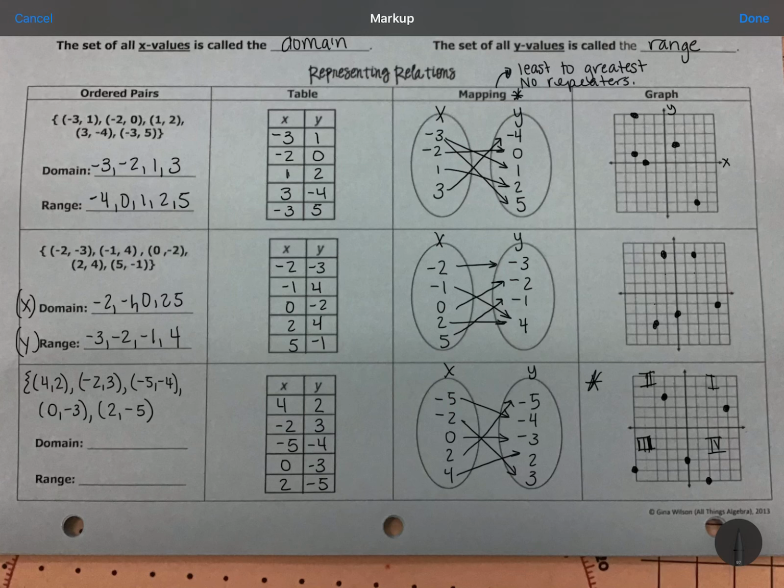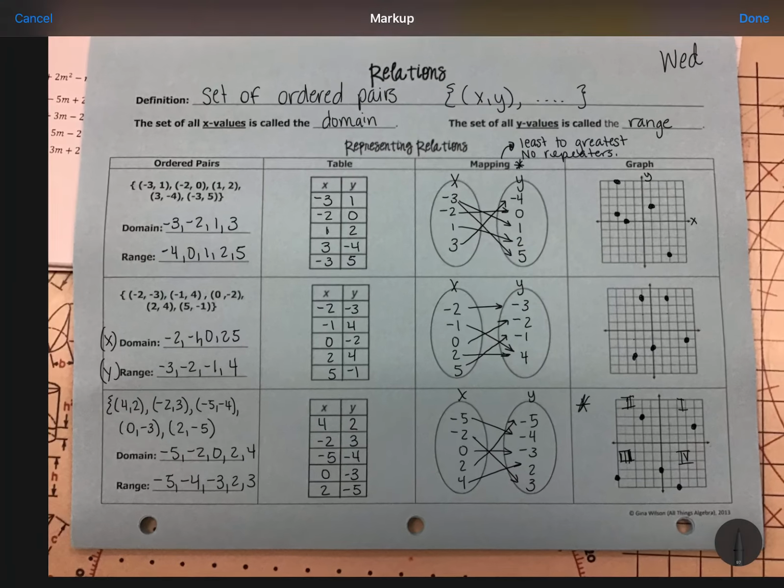Your domain are your X values from least to greatest. And same thing with your range. It's your Y values from least to greatest. And that is a relation. That is how you can show a relation as a set of ordered pairs, a table, mapping, or a graph. And then from that you can state your domain and your range.